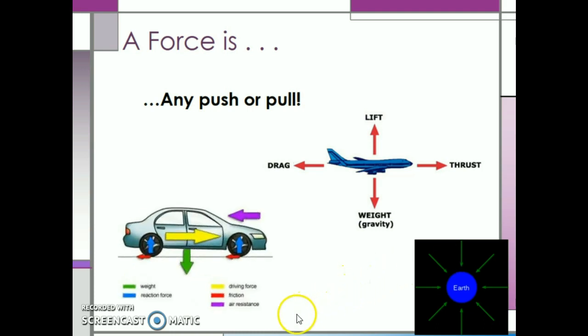On a car, we have the weight force of a car acting in the negative y direction, a reaction force from the tires acting in the positive y direction, friction and air resistance acting in the negative x direction, and the driving force from the engine acting in the positive x direction.